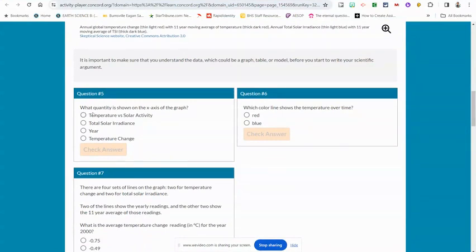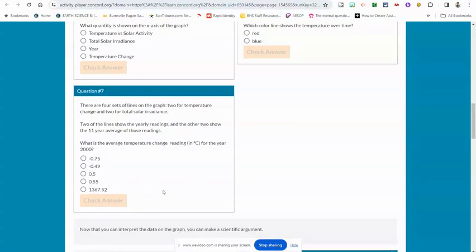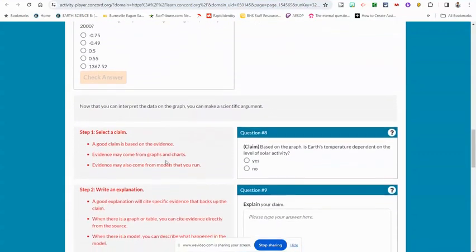Question 5, what quantity is on the x-axis? Question 6, what color shows temperature? And question 7, there are 4 sets of lines, 2 for temperature and 2 for solar irradiance. 2 of the lines show yearly readings. The other 2 show an 11-year average. What's the average temperature change reading for the year of 2000 in degrees Celsius? So that's reading the graph, okay?